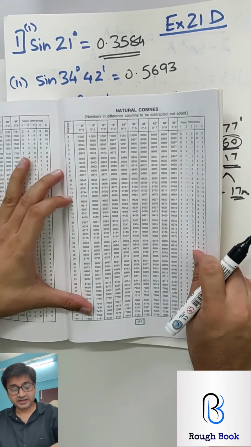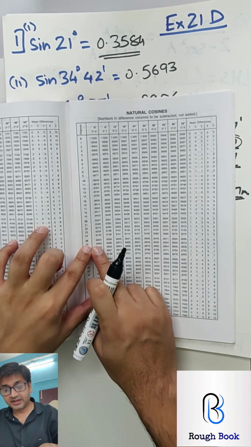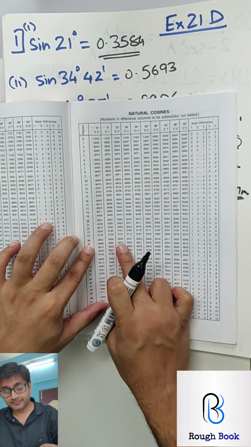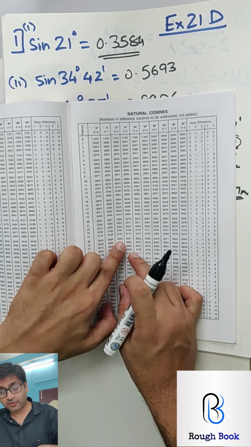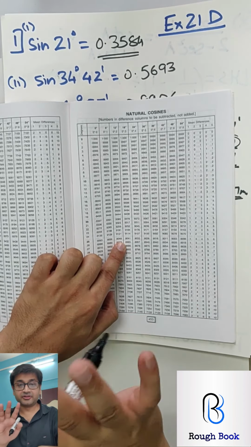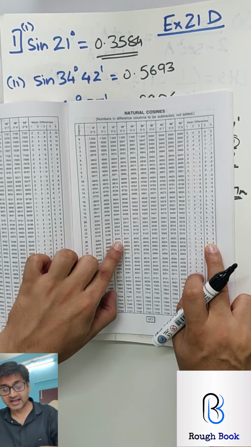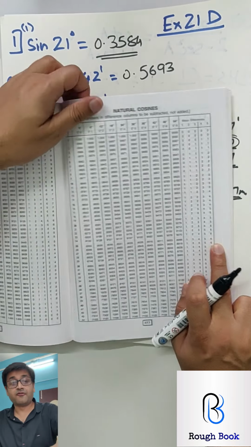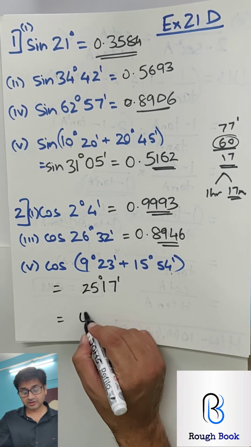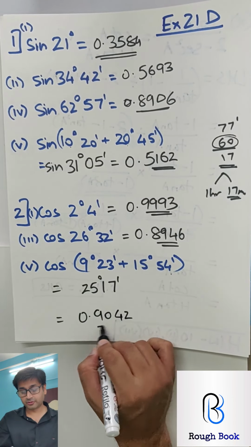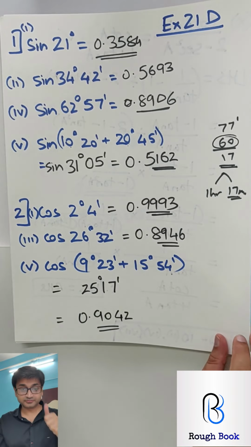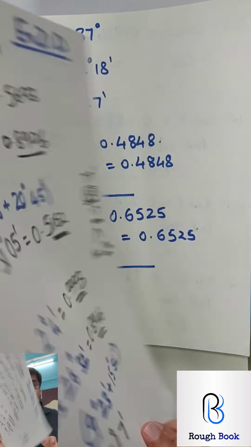So 25 degrees is here and 17 is not there, so I'll take 12. 12 is 9048. 17 and 12, the difference is 5. So I'll go for 5 in the mean difference, which is 6, and subtract. So 9042. So my answer should be 0.9042. Are you getting it now? Brilliant.